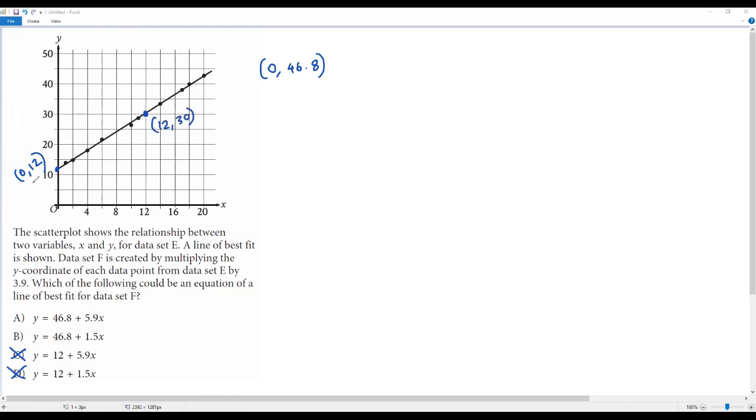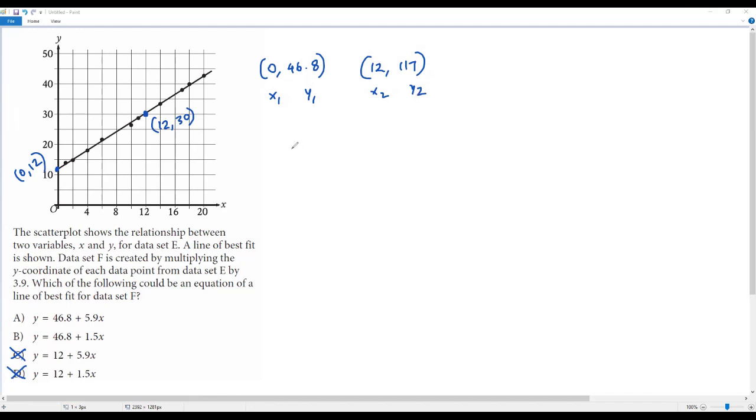Now we can multiply the y coordinate in each point by 3.9 to get the corresponding points of the line of best fit for data set F. Already we have multiplied this 12 by 3.9, we got 46.8. Now let's multiply the y coordinate of this point by 3.9. We can keep this x coordinate 12 as it is. When I multiply this y coordinate 30 by 3.9, I am getting 117. Here I got the 2 points of a line of best fit for data set F. Let me take this as x1, y1 and this as x2, y2.